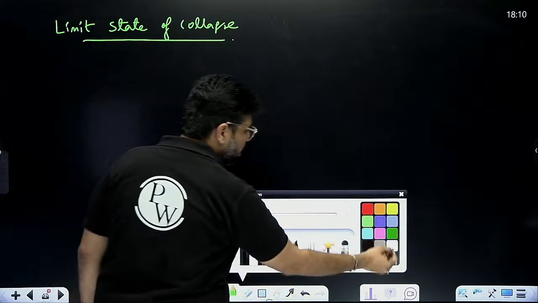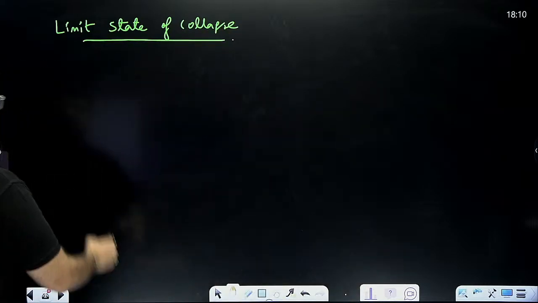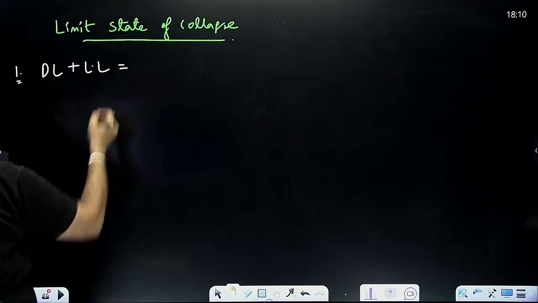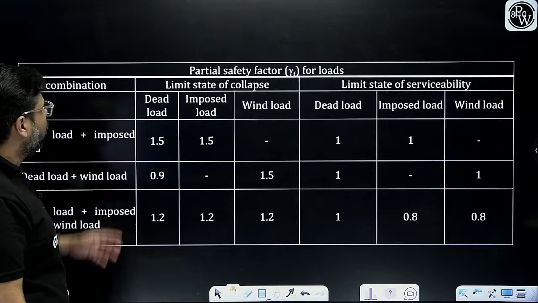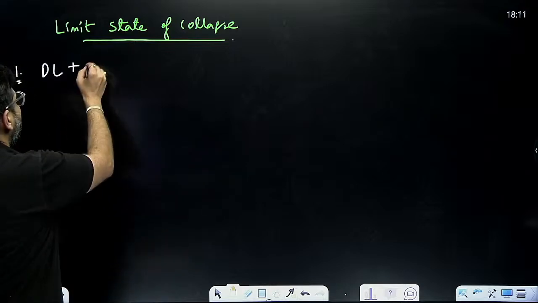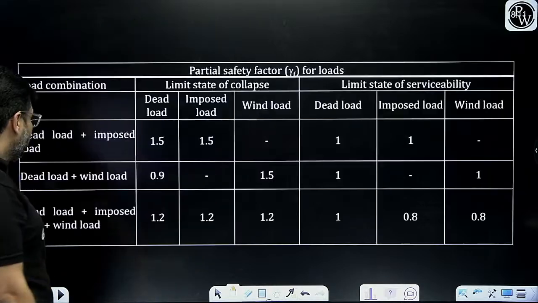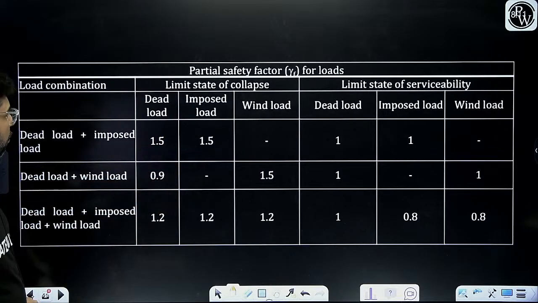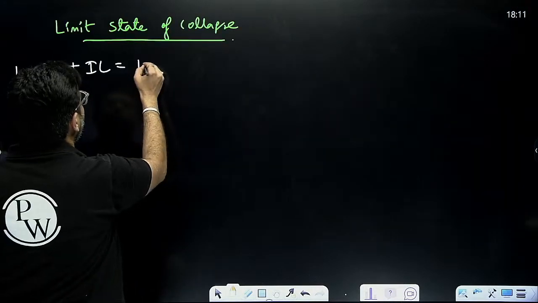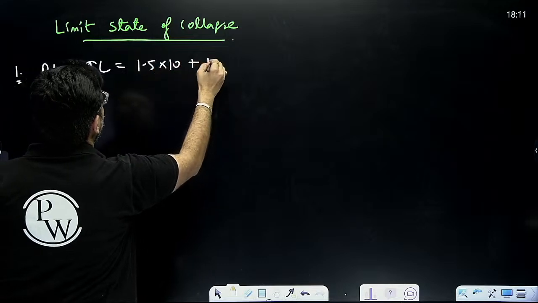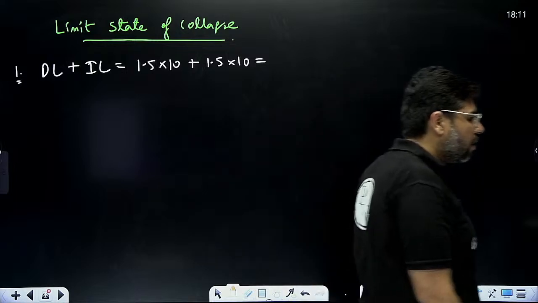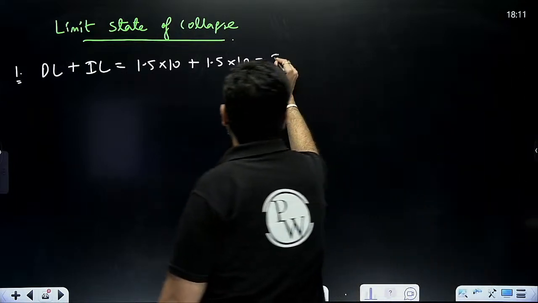Limit state of collapse, how do we calculate it? Very simple. The first combination is dead load plus live load or imposed load, one and the same thing. Dead load plus imposed load. If you take this combination, the partial safety factor is 1.5, 1.5. So 1.5 into 15, 1.5 into 10. How much are you getting here? Tell me fast. You are getting 37.5 kilonewton per meter.